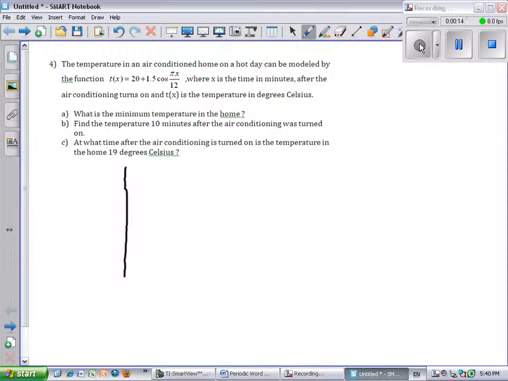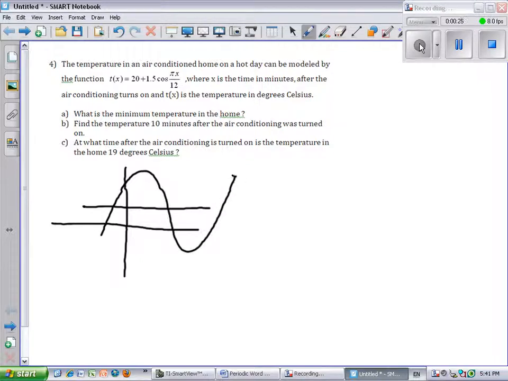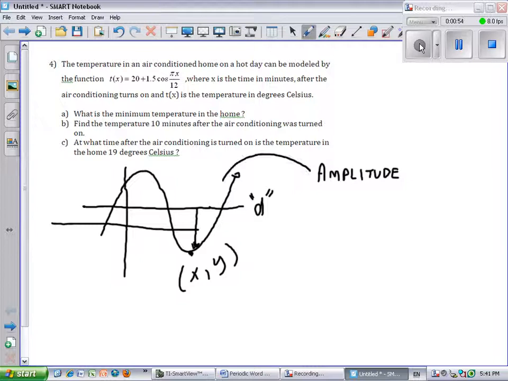So remember, a minimum occurs if I have an xy axis and I have a sinusoidal function such as that. That's not this specific function, but I'm just using it to describe. The minimum will be the distance y is, so this x and y value, from the midline value. So the midline value we know is the d value. So if I can find the d value and the amplitude, I can find the minimum. So the amplitude is this number right here.